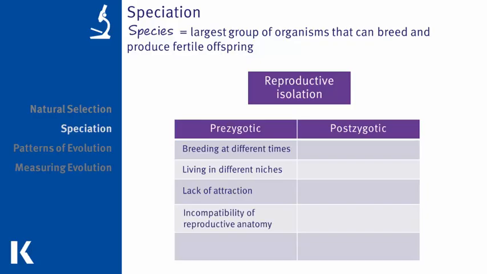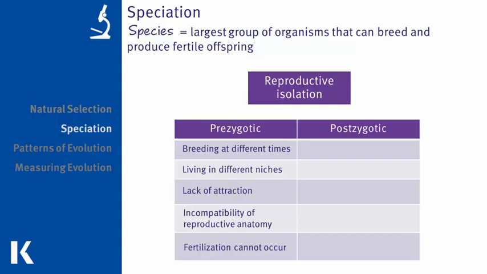Some species have very different sex organs, and so intercourse would be impossible between the two, and a zygote could not form. Lastly, there is gametic isolation, where intercourse between the two species can occur, but fertilization cannot, and therefore a zygote would not form.